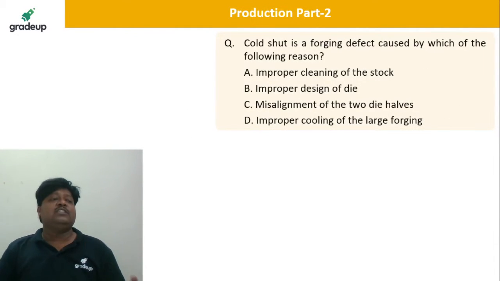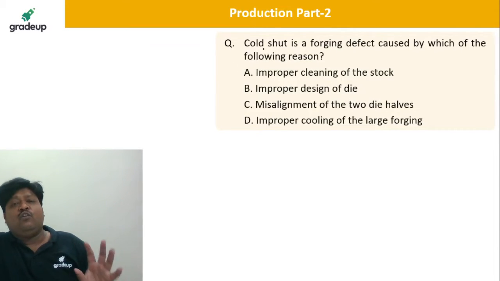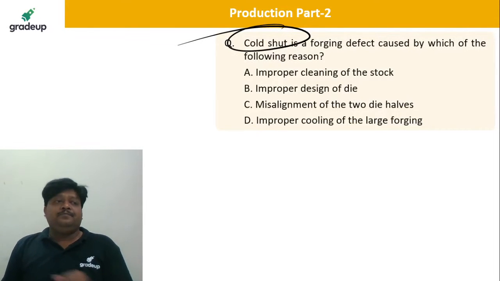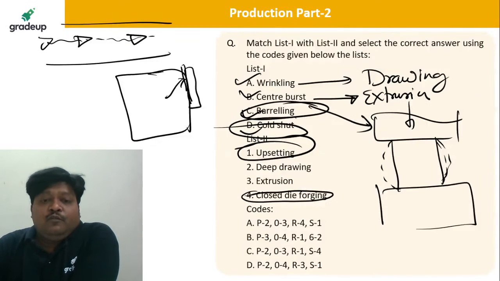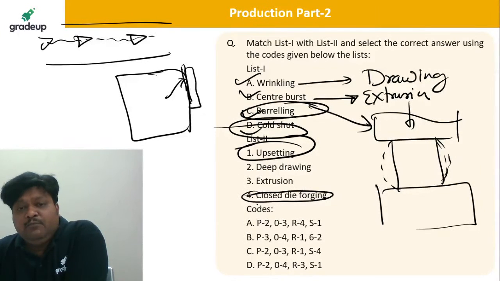Yes, cold sheds are occurring. Why is it occurring? Some folding, some cracking at the corners. Why is this cold shed forming? For this, I hope A is the correct answer. Everybody is saying A. Wrinkling, deep drawing, yes. Cold shed should be closed die forging. It should be 4. It should be D. I hope it is.